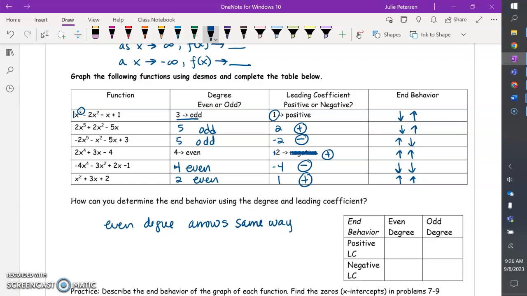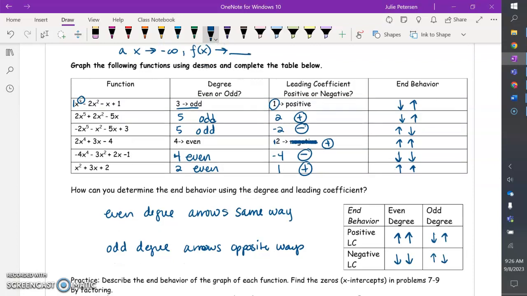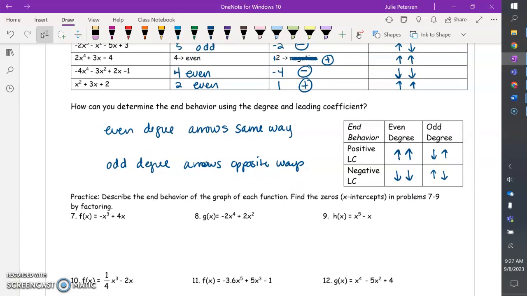And when the leading coefficient was positive, it was up, up. When it was negative, it was down, down. When we had an odd degree, the arrows went opposite ways. And then when the leading coefficient was positive, it started low and ended high. Basically, it was increasing. If it was a negative leading coefficient, it started high and ended low. All right, so keep that handy to make sure you understand and you can quickly identify whether something's even or odd. We're going to wrap up with this little practice here.